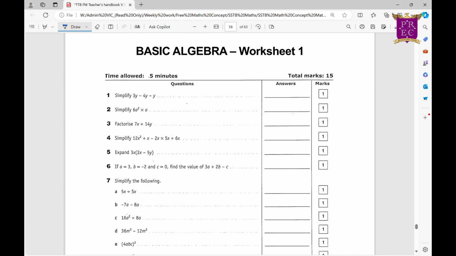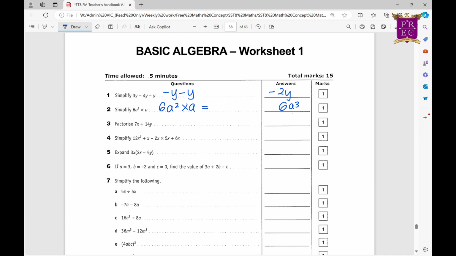So 3y minus 4y would give us negative y, minus another y gives us negative 2y. Simplify 6a squared by a. As I mentioned before, if you're multiplying a squared with a, you get a cubed, and the 6 remains the same.